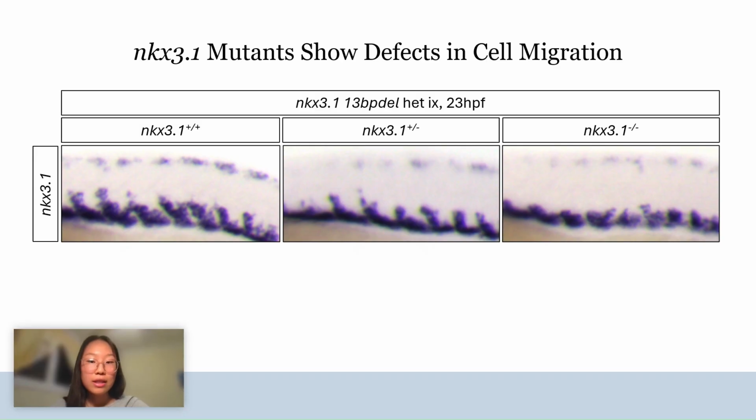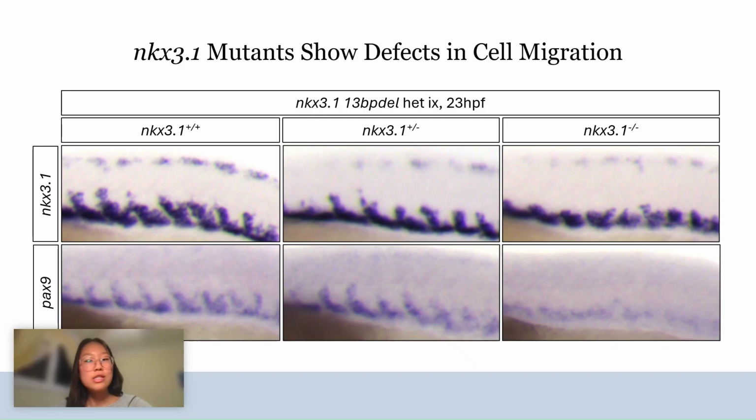And so on the very left and in the middle, we can see the wild type and the heterozygous embryos, and we can see the cells starting to migrate from the bottom. However, in the mutant on the far right, we actually didn't find any migration happening. And this was a pretty surprising finding, and it suggests to us that nkx3.1 is regulating sclerotome cell movement somehow. And I confirmed these results using another probe, which essentially labels the same cells, and we saw the same result as we would expect to.